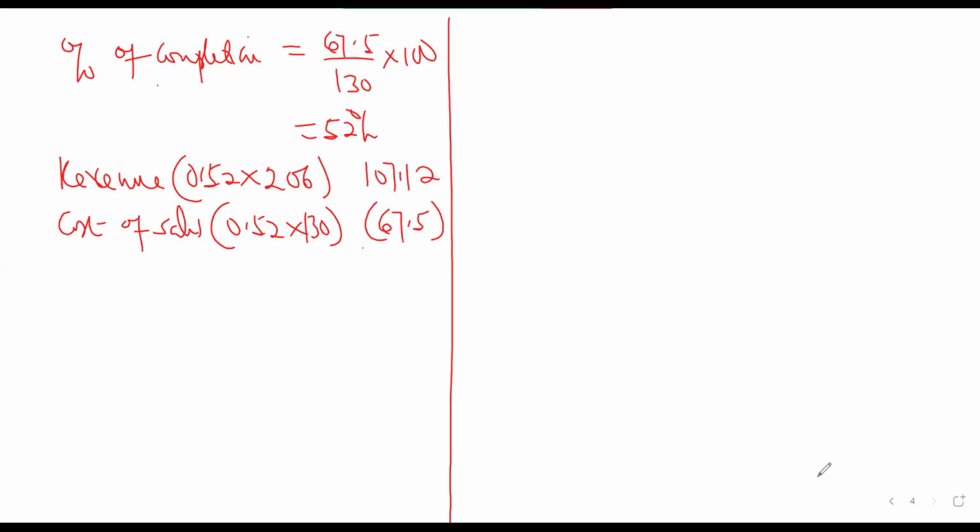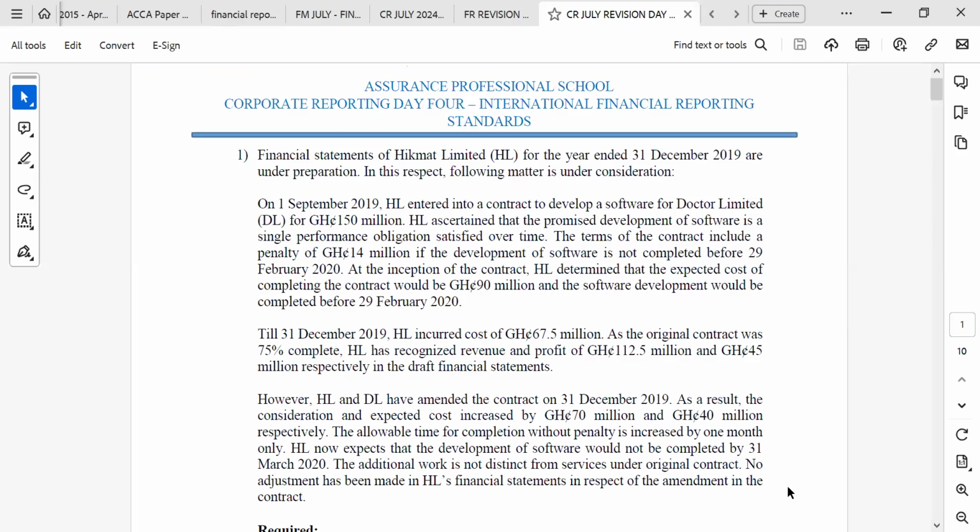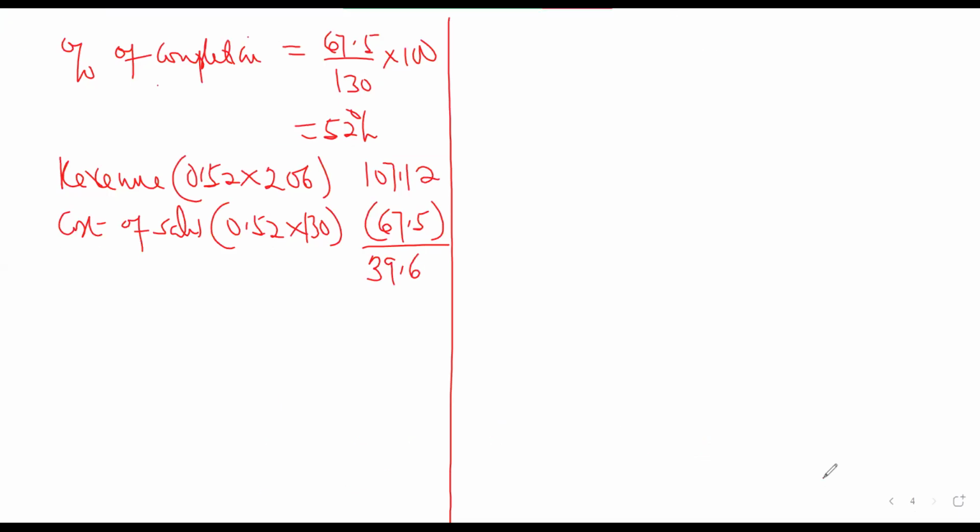Okay, so what will be the profit? $39.62. Okay, 39.62. Now the cost will still be the same as the cost incurred. It's because we are doing approximation. So just write your 67.5. Okay. So 39.62.